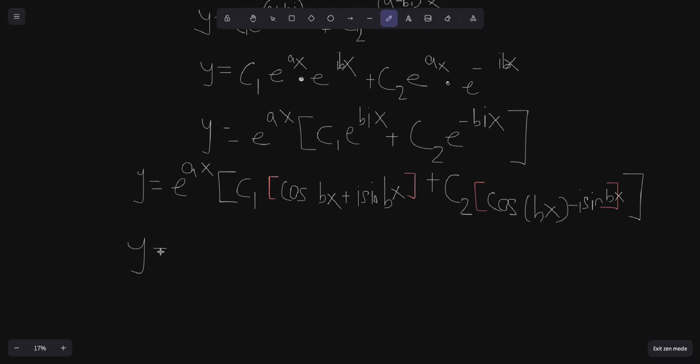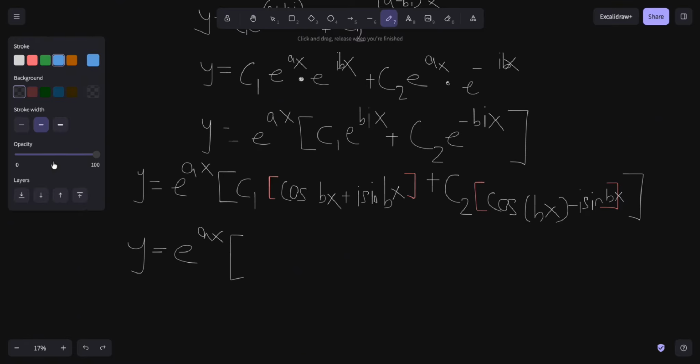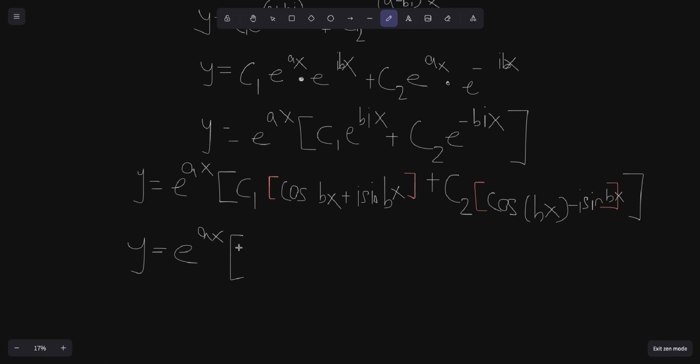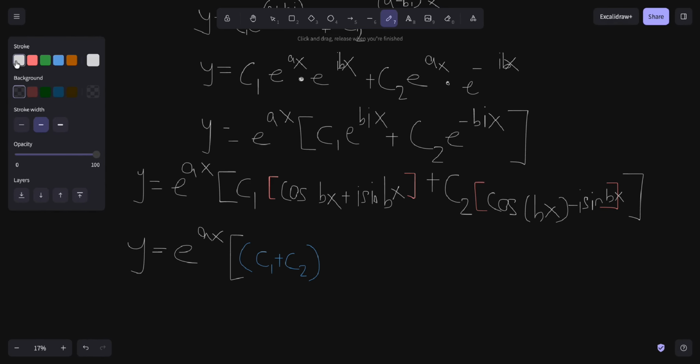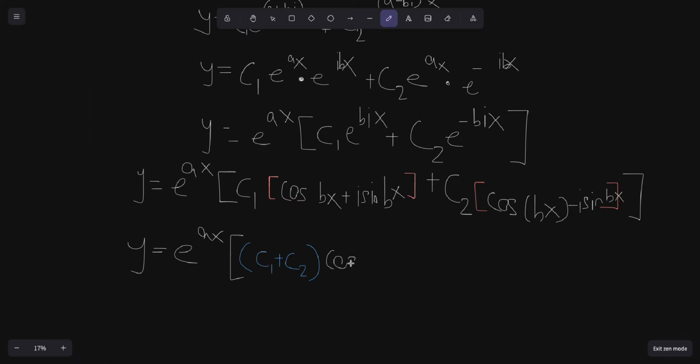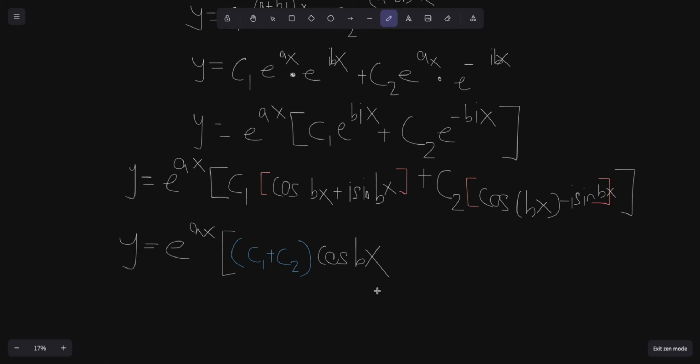So I can do another bit of factoring right over here, because notice how cosine of Bx is shared by these two constants. So I can say that this is equal to, let's just do this in a different color, both C1 and C2. I can see that both C1 and C2 share this cosine of Bx term.